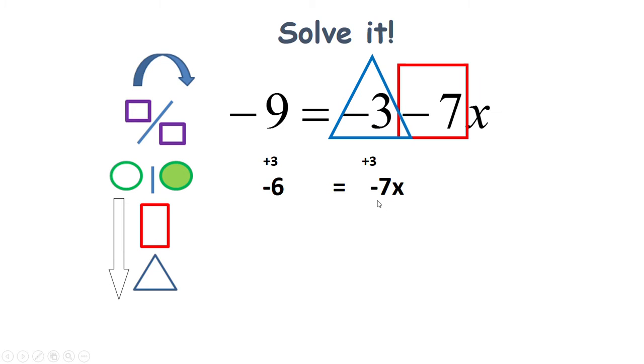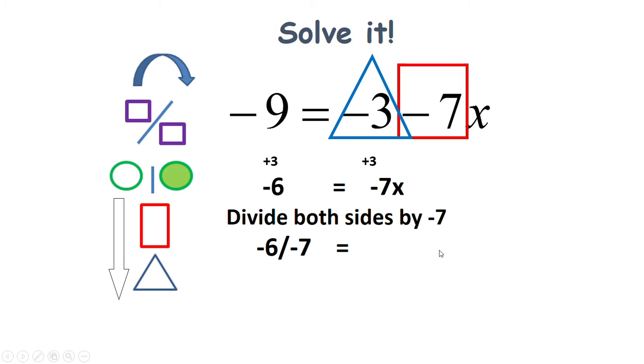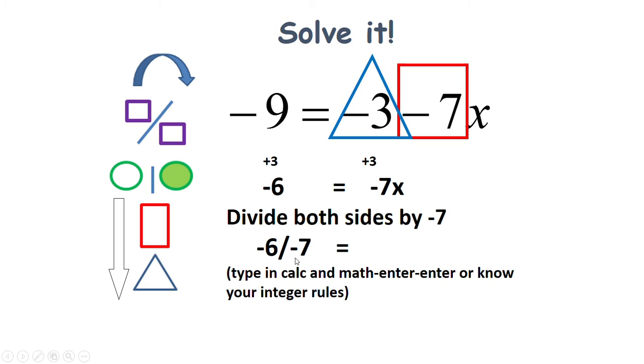Now, to get rid of the number in front of x, we're going to remember that to get rid of our rectangles, we divide. So we're going to divide both sides by negative 7. Keep the same sign. So negative 6 divided by negative 7. If you're using a calculator, you can type that in your calculator. Or you can remember your integer rules. Negative 6 divided by negative 7 is a positive number.